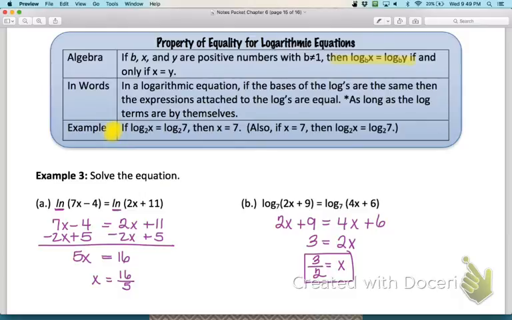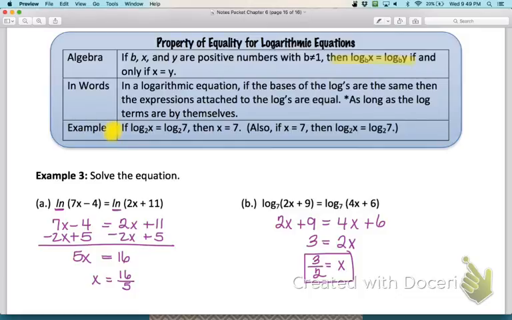The equation you're going to set up, you just take the stuff out of the parentheses there: 2x plus 9 equals 4x plus 6. I subtracted 2x from both sides, and I subtracted 6 from both sides, and that's how we get that x is equal to 3 halves. So those are the simple ones. If you have a log on both sides of the equation, you're going to set them equal. You don't have to change the bases or anything like we did with the exponentials. They're just going to match. So you just pull the stuff out and set them equal to each other.